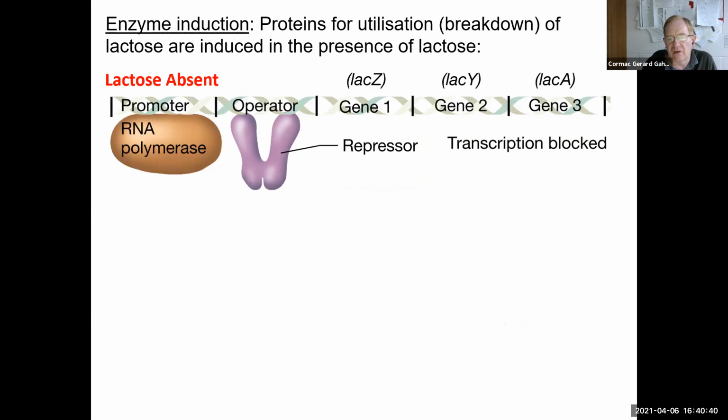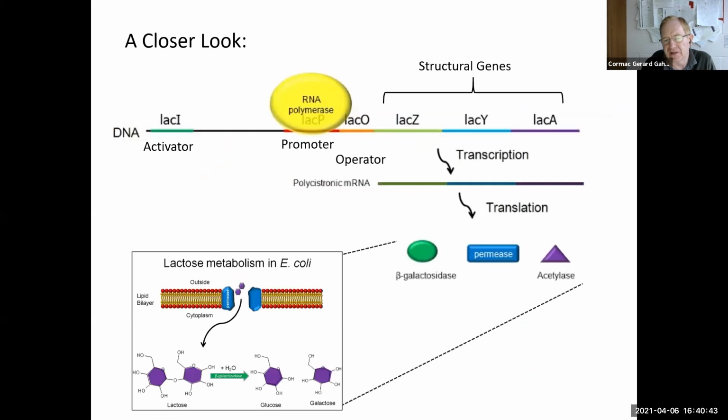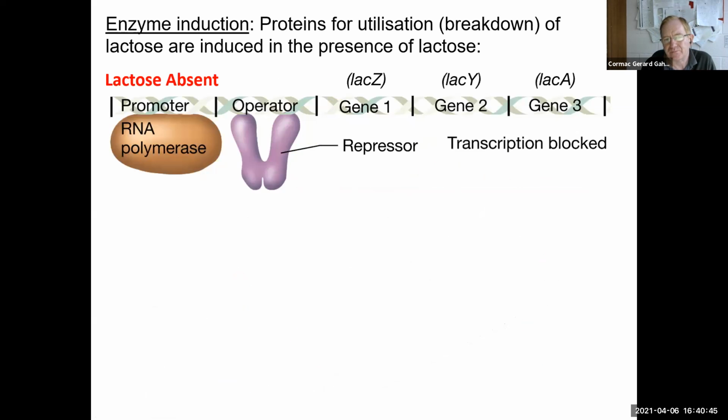So if lactose is present, then that is what wants to happen. Let's start by looking at what happens if lactose is absent. In the absence of lactose, this is the normal scenario: you have a repressor that's always bound to the operator. The repressor is bound and it's inhibiting synthesis of these genes. RNA polymerase can't access these genes, can't make the messenger RNA.